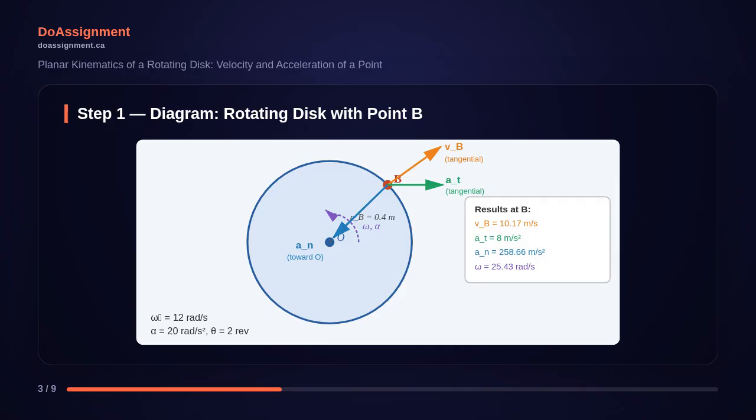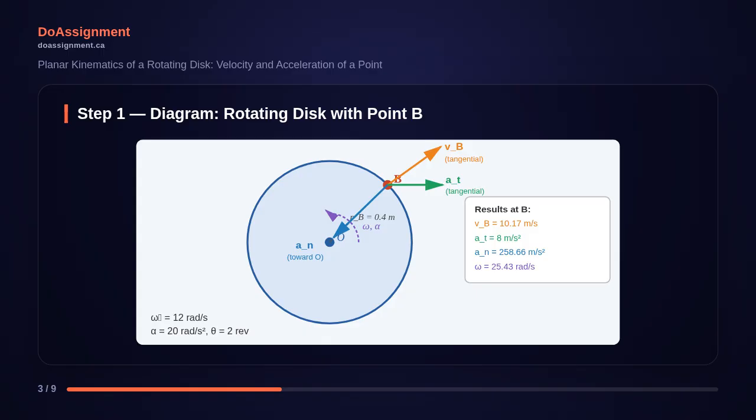Here is a diagram of the rotating disk. Point B sits at 0.4 meters from the center O. The orange arrow shows the tangential velocity of B. The blue arrow points inward toward the center and represents the normal acceleration. The green arrow points tangentially and represents the tangential acceleration.